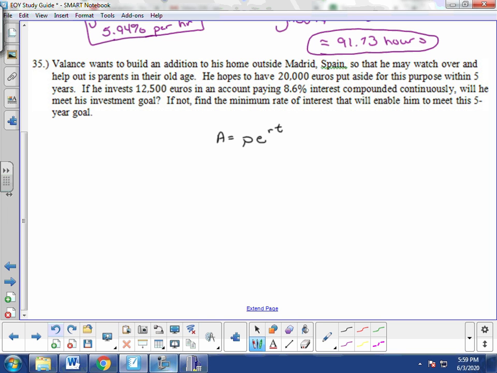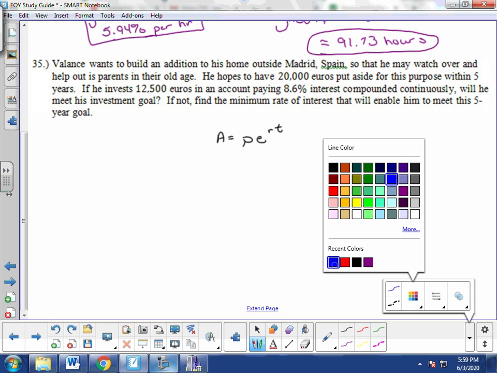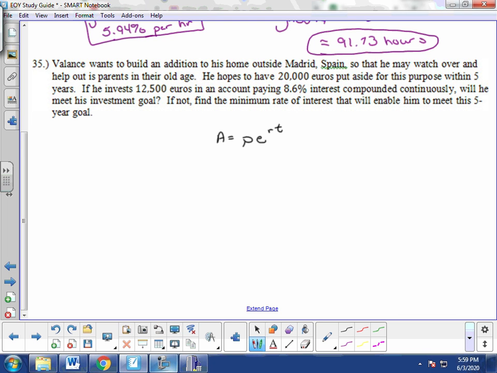So what he needs the amount of is 20,000 euros. He's in Spain. He has 12,500 euros. He knows that the rate that it's going to have is 8.6%. So we could find out if this is going to be enough by putting in 8.6% and finding out what the amount is going to be.